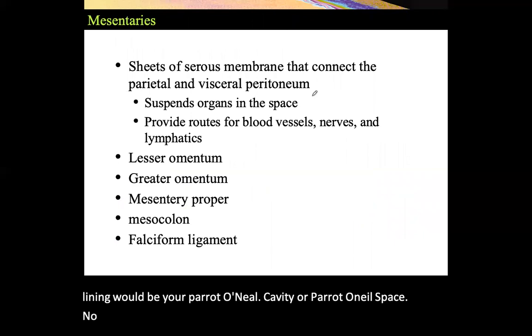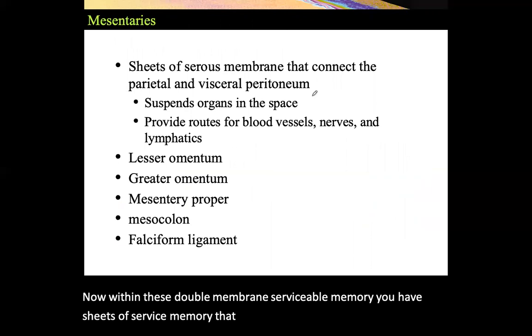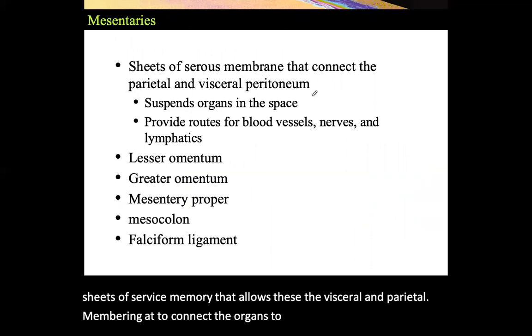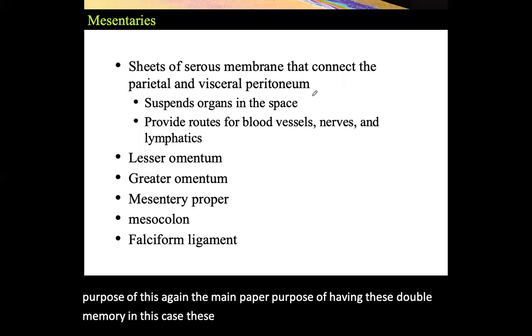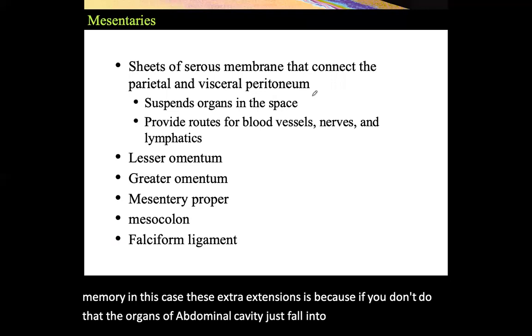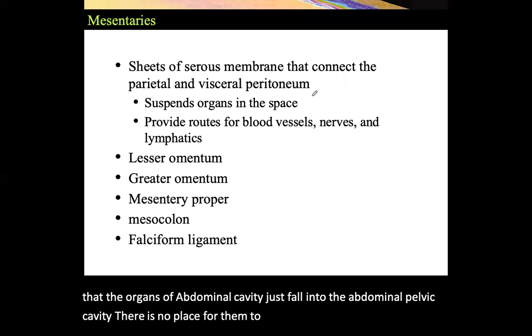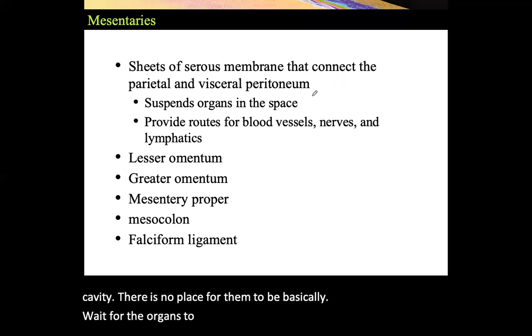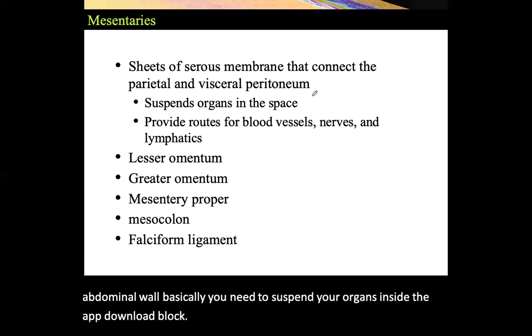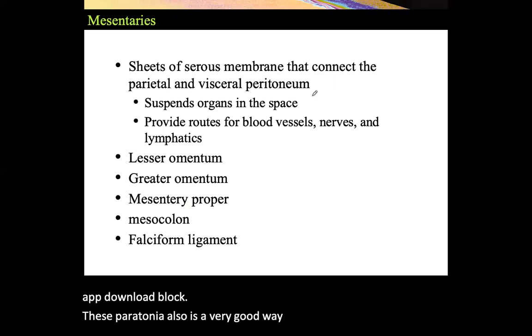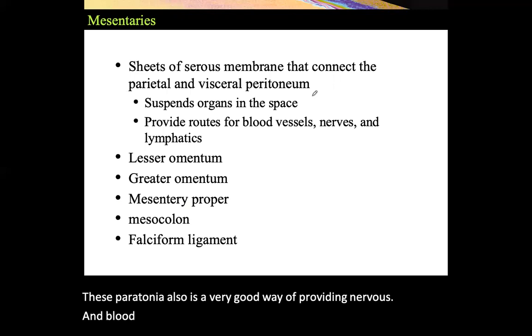Now, within this serous double membrane, you have sheets of serous membrane that allow the visceral and parietal membrane to connect the organs to the abdominal wall. The main purpose of having this double membrane, these extra extensions, is that if you don't have them, the organs of the abdominal cavity just fall into the abdominopelvic cavity. There is no way for the organs to stay in place. So you need to attach them to the abdominal wall, basically. You need to suspend your organs inside the abdominal wall. The peritoneum is also a very good way of providing nervous and blood vessel supply to your tissues.